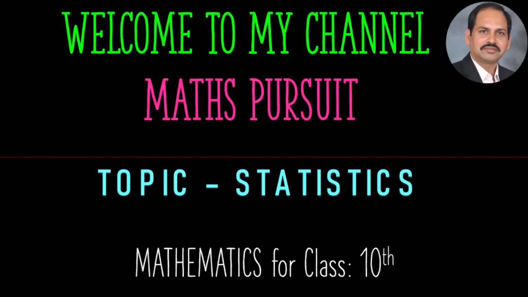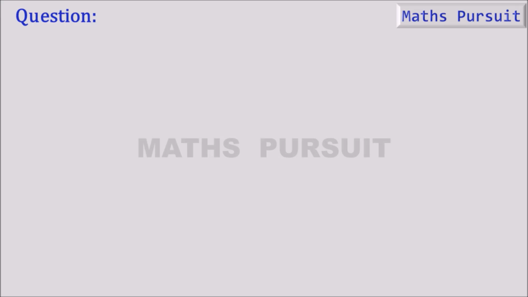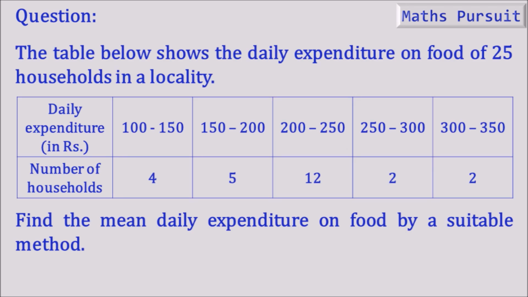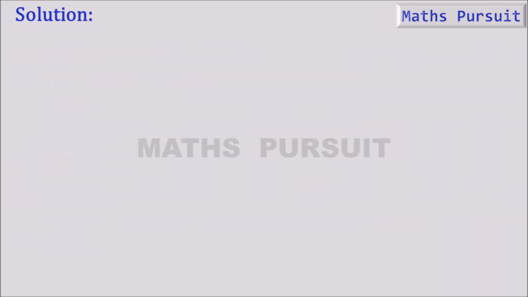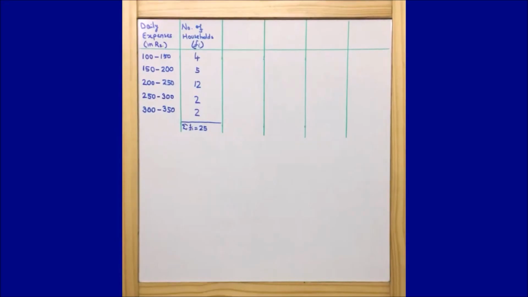Today under the topic statistics, let us see what exactly we have in the question. Now moving on to the question, it is given that the table below shows the daily expenditure on food of 25 households in a locality. Find the mean daily expenditure on food by a suitable method. Now let us see how we can solve this question. Moving on to solution.